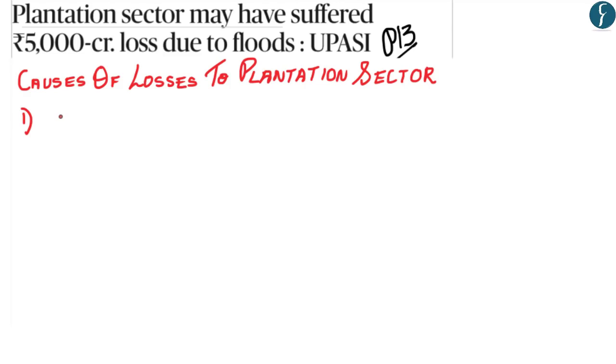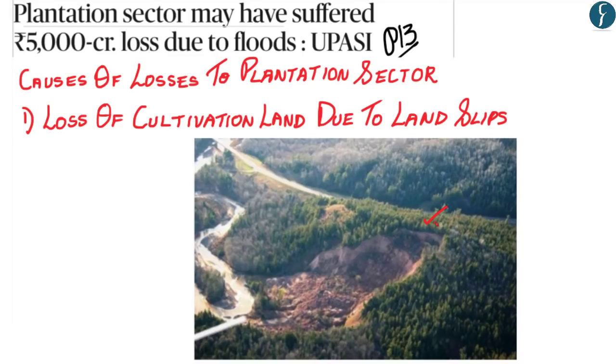Now the first reason given in the article is that there has been a loss of cultivation land due to landslips. Now if you take a look at this image, landslips are generally a form of landslides but occur on a very large area. And because of the recent floods in Kerala, there has been a loss of cultivation land due to landslips. As most of the plantation sector, such as for tea and coffee, generally lie on the slopes of the Western Ghats. And because of the heavy rains and flooding, there has been heavy landslips within these regions.